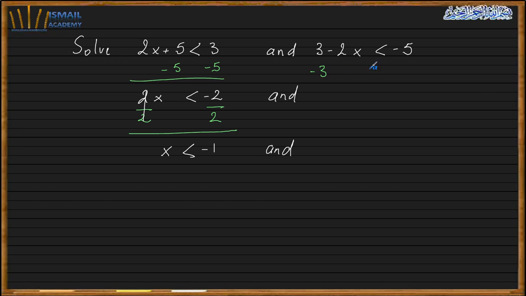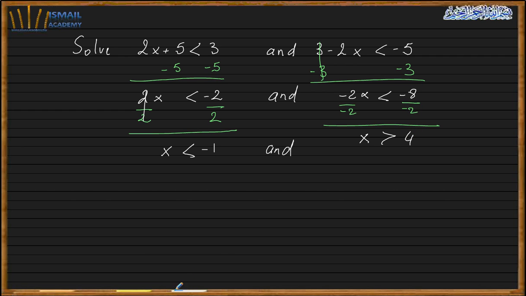So I minus 3 both sides. So this cancels out. So minus 2x is less than minus 8. I divide by minus 2. I divide by a negative, so the sign flips, and here will be 4.